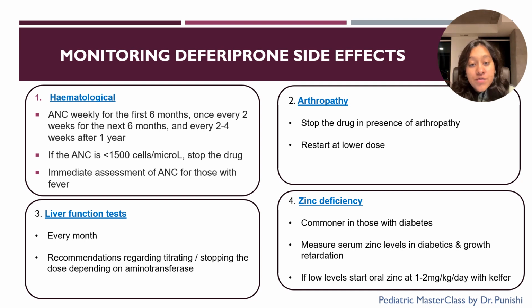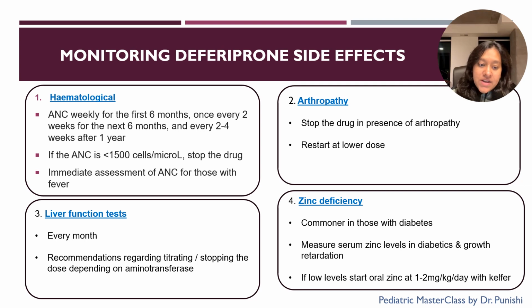So, how do we monitor for deferriprone side effects? Most importantly is hematological because it causes agranulocytosis and neutropenia. So ANC, or absolute neutrophil count, should be monitored ideally weekly for the first 6 months, then every 2 weeks for the next 6 months, and then monthly for about a year.